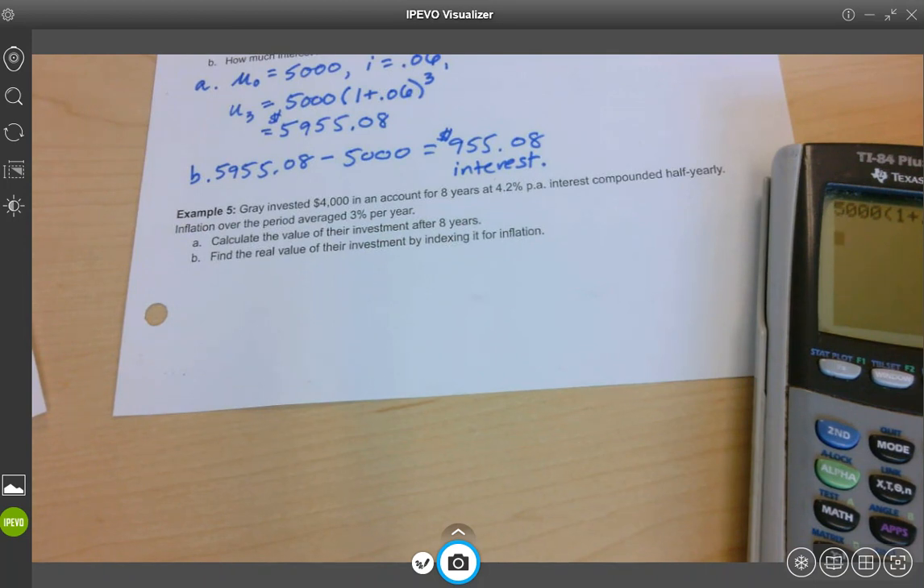All right, so in example 5, Gray invested $4,000 in an account for 8 years at 4.2% interest compounded half yearly. Inflation over the period averaged 3% per year.